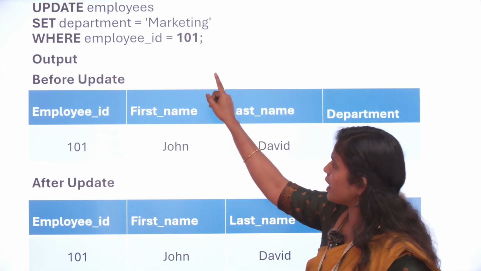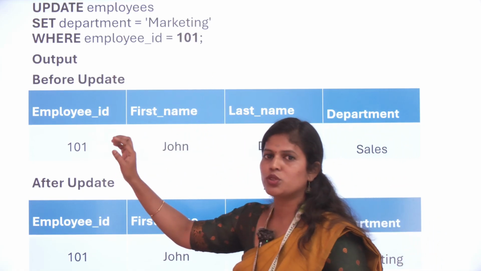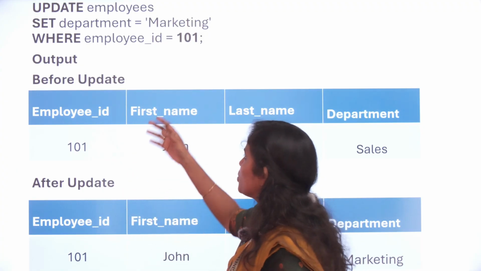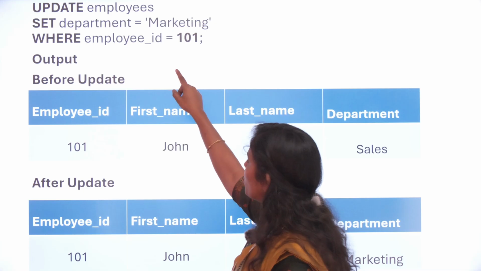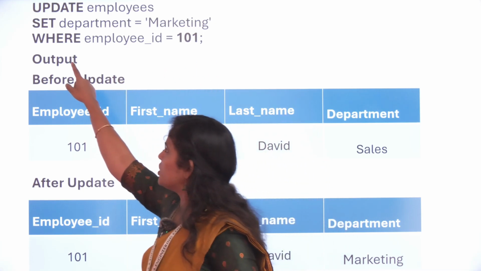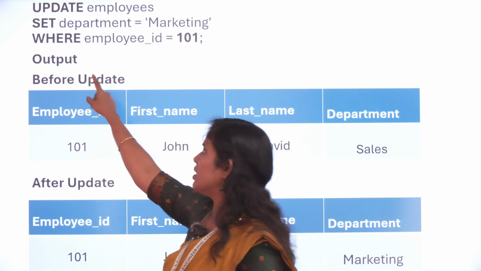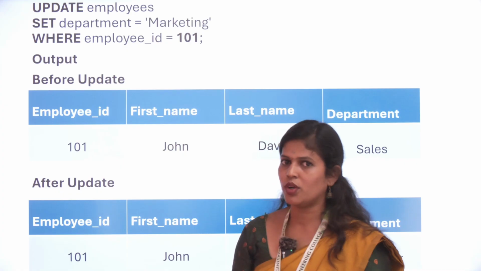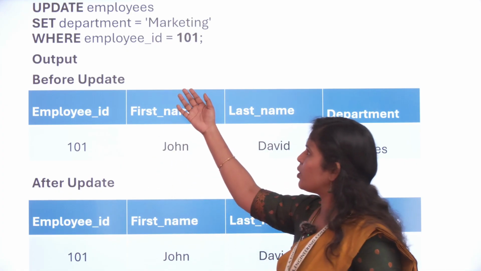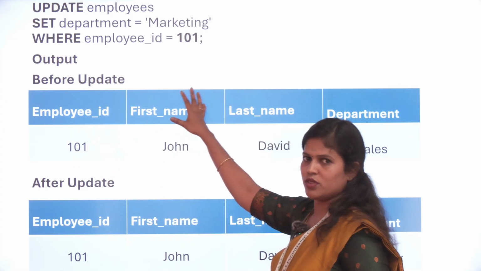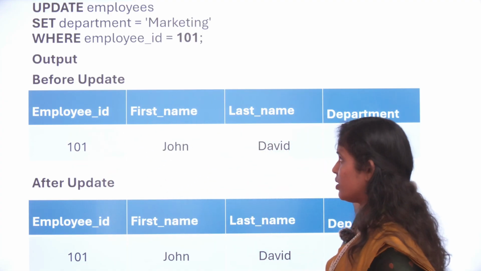To do this operation, this will be helpful: update employees, where you want to change your data. You want to change the department to equal marketing. To do that, you use the set keyword, and after that the where clause will help you specify where you want to change your data. Here we want to change our data for employee ID 101. So this is the example for the update.